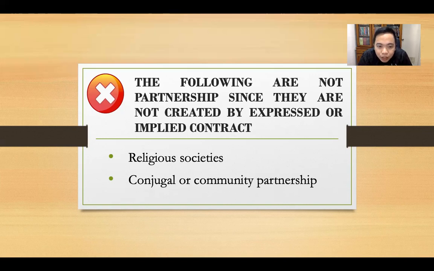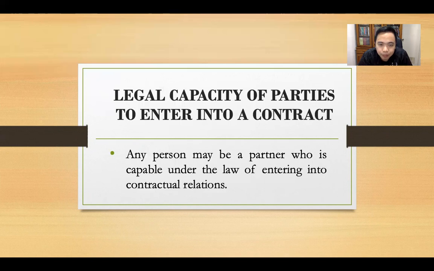Now, also a conjugal or community partnership. These are the property regimes that govern a husband and wife. There, class, it is also not technically or strictly speaking a contract, because it is governed by the Family Code. So in the absence of an express or implied contract, you cannot consider it a partnership as understood by the law. Okay. Now, legal capacity, class, that is important.